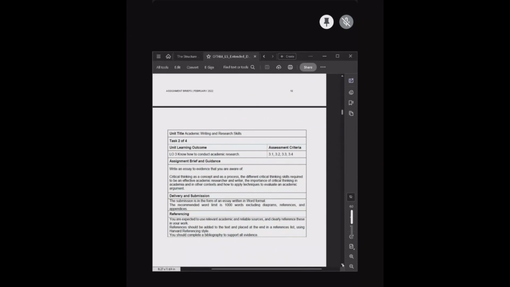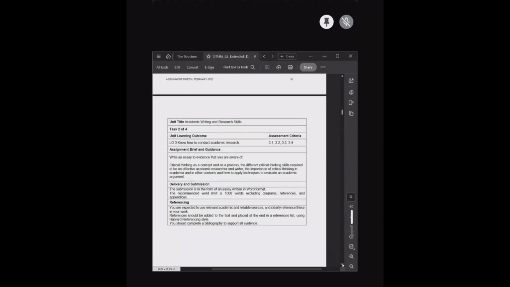Then you have another task where you have to write an essay of 1,000 words minimum, explaining what you understand by critical thinking and how you require critical thinking as an academician and a researcher. For explaining this, you have to use 1,000 words.